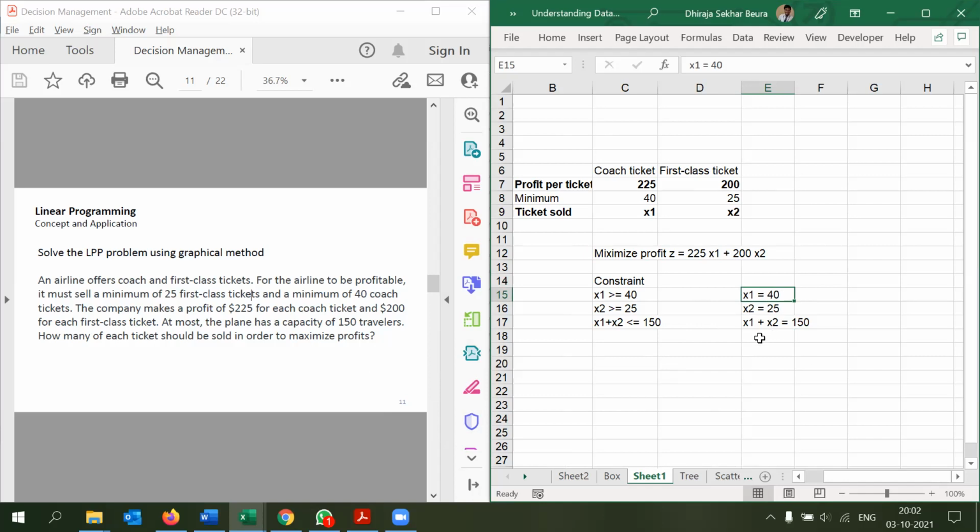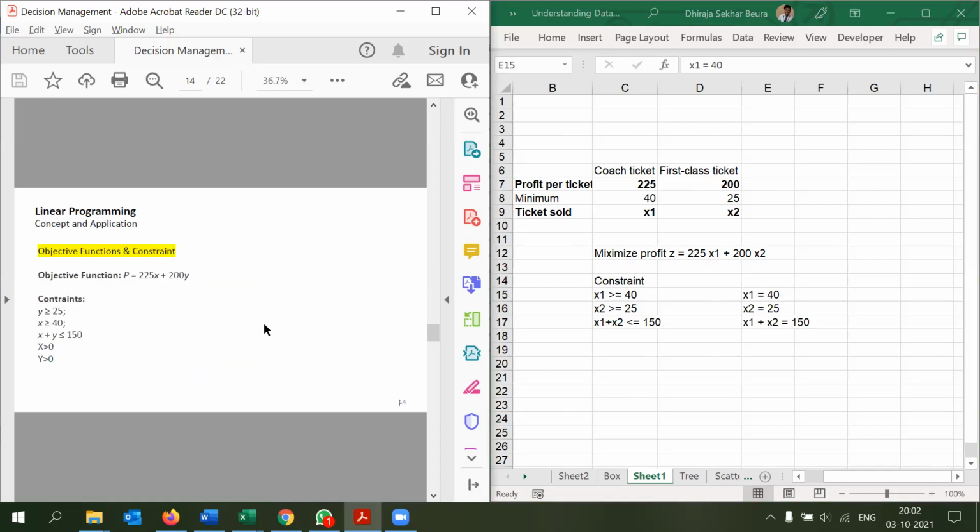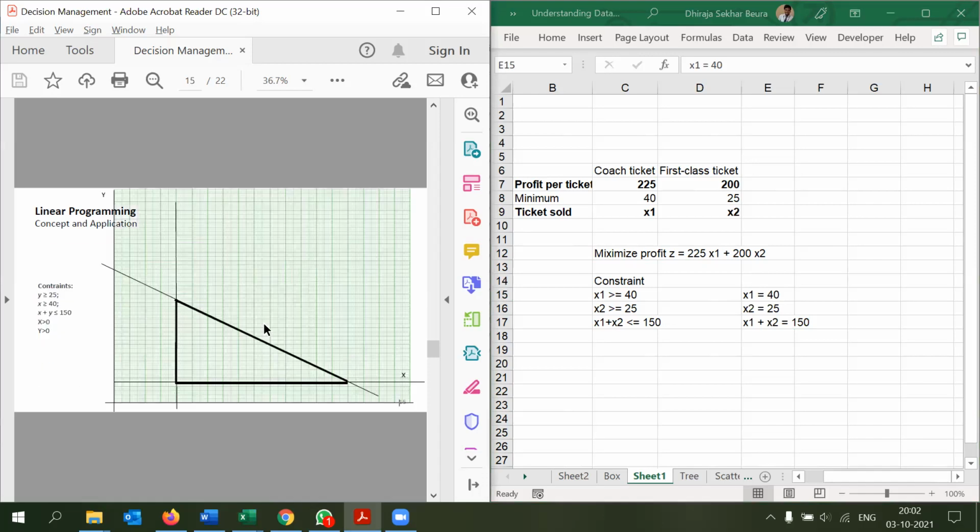Next step, as I said, convert the constraint functions into linear equations. Now, once we have done that, we have to plot all those equations in a graph. I hope it is there. Not sure though. Yes, it is there.